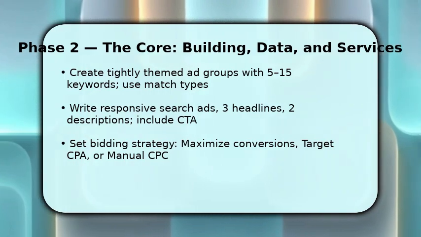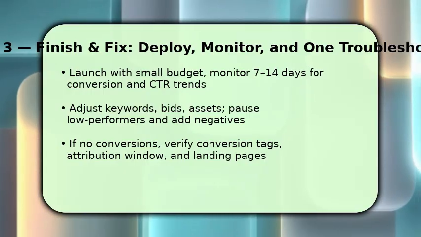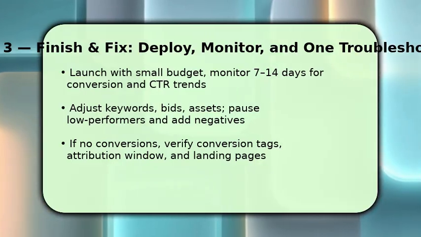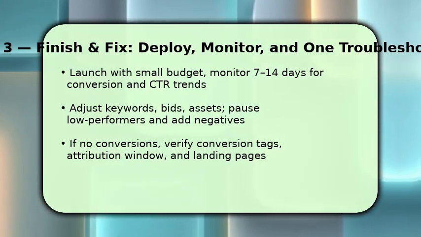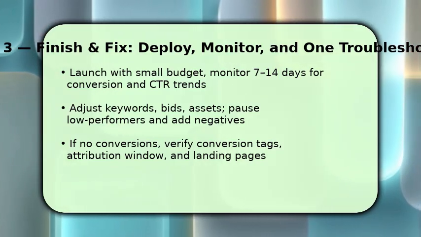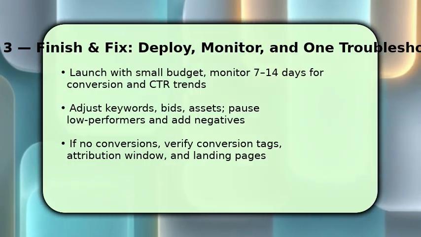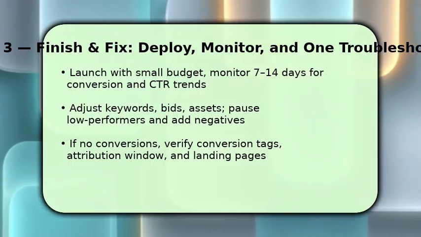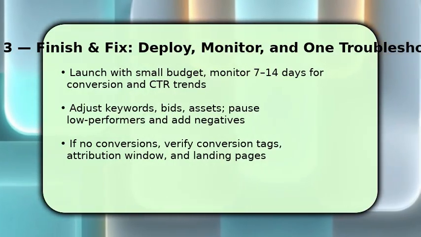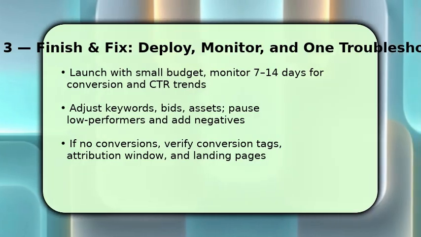You launch with a modest budget and begin monitoring metrics daily, focusing on conversions, CTR, and cost per conversion over 7 to 14 days. Once patterns emerge, adjust bids, swap underperforming assets, and pause keywords with low intent while adding negative keywords to cut waste. Make sure landing pages match ad intent and load fast. If you get no conversions, check conversion tags and attribution settings. Ensure the correct conversion actions are active, and test the landing page.